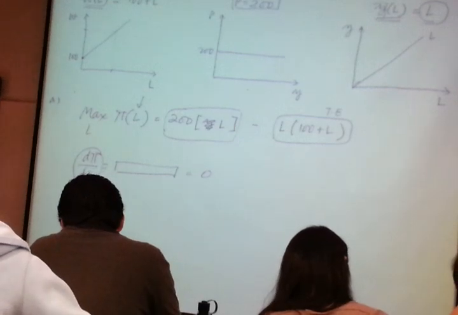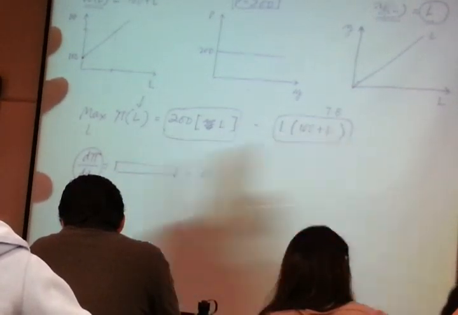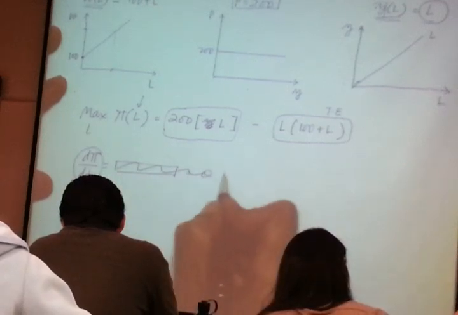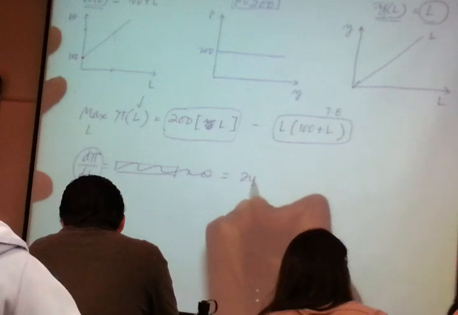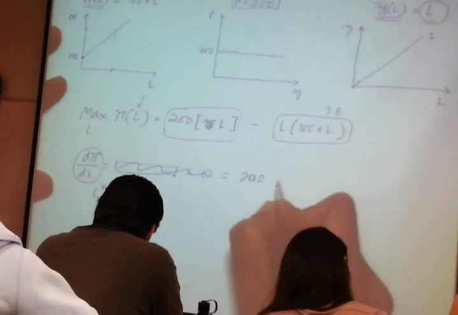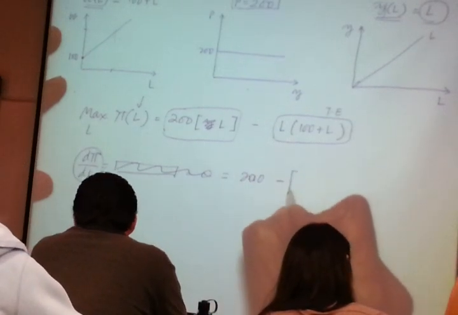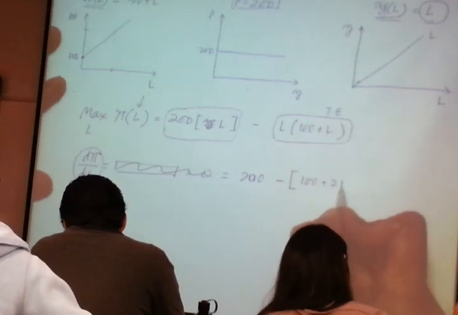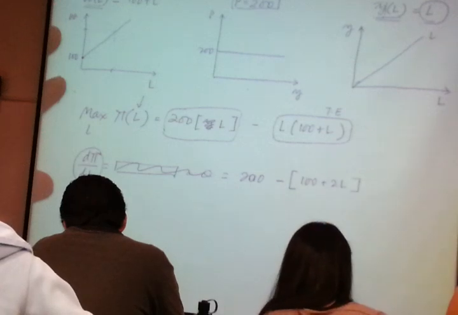Okay, differentiate. Once you get this function as a function of L, you already know your next step. You will differentiate d pi over dL. Let me do that. I'll get 200 minus (100 plus 2L).